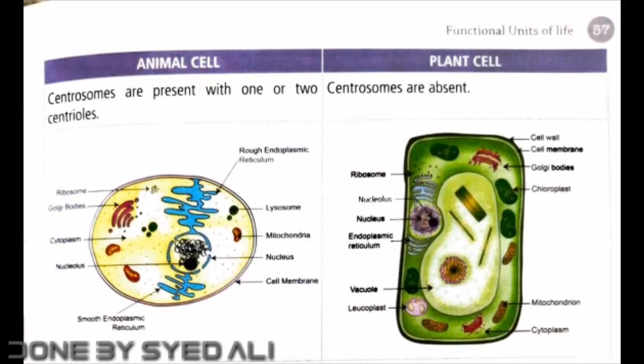Sixth point of animal cell. Centrosomes are present with one or two centrioles. Sixth point for plant cell. Centrosomes are absent. The next two images are given for the difference between animal cell and plant cell.